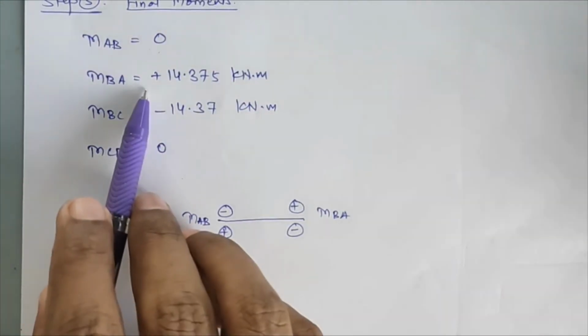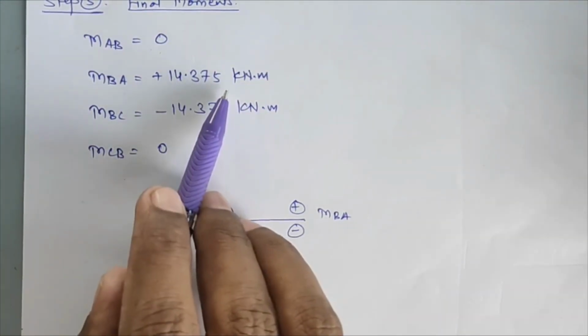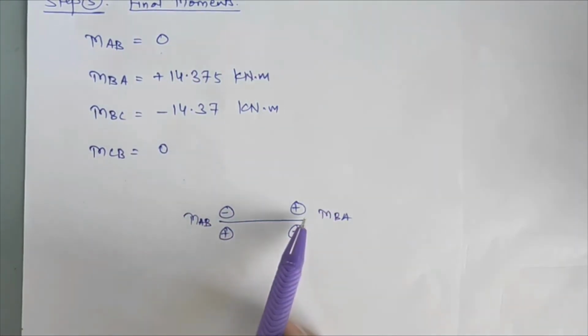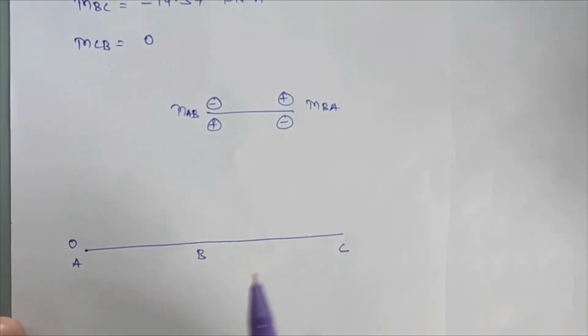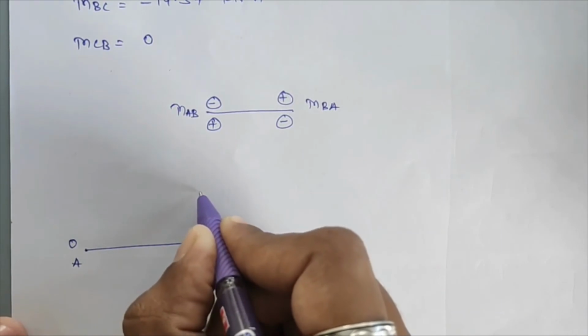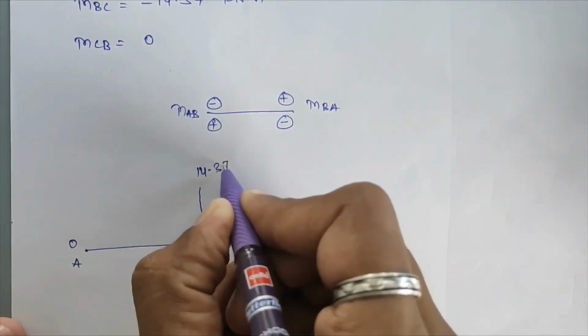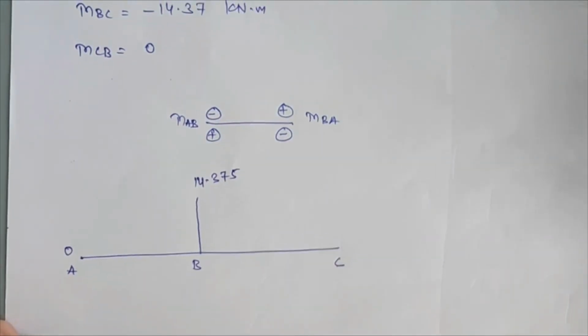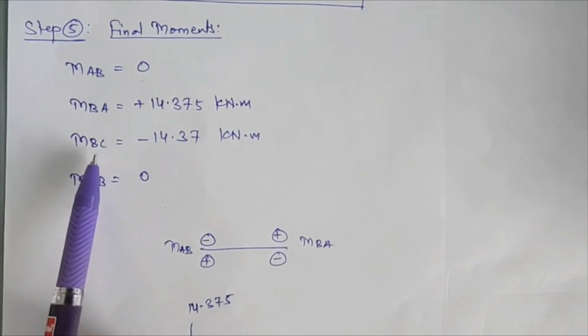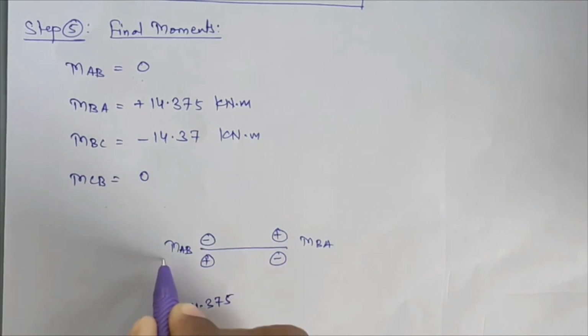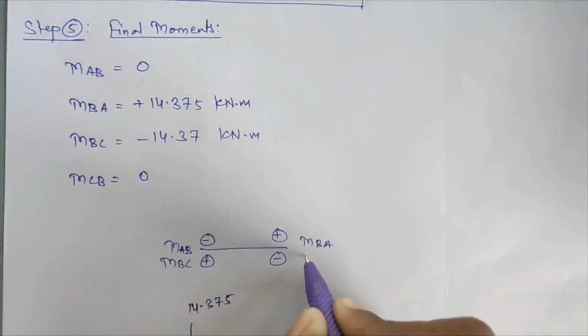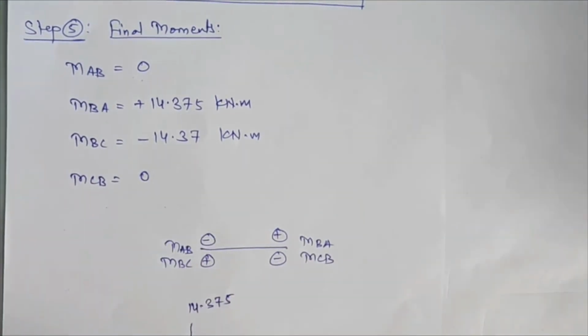MBA I am getting as equal to plus 14.375. You are getting positive, so you will plot it on the upward side over there. So positive 14.375. Okay, now we are shifting to the next member, that is member BC. So instead of AB this will now become MBC and this will become MCB. So we'll check over there.